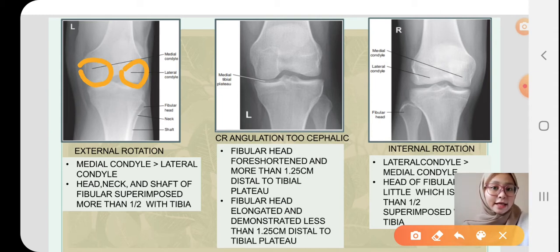And second, the evidence for external rotation is that the head, neck and shaft of the fibula are superimposed by more than 1/2 of the tibia.